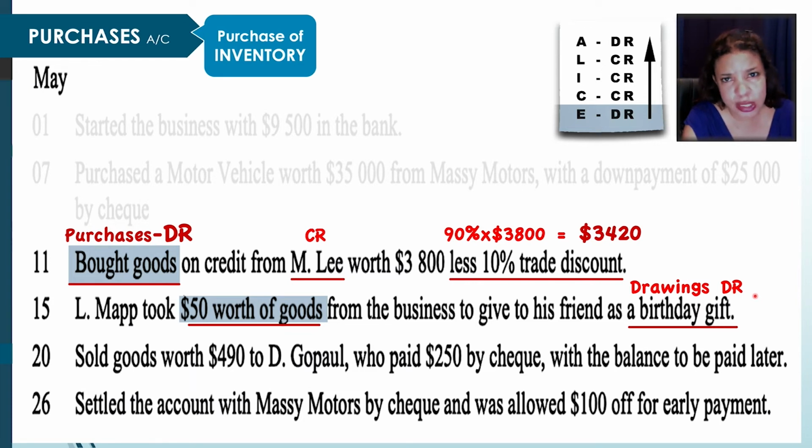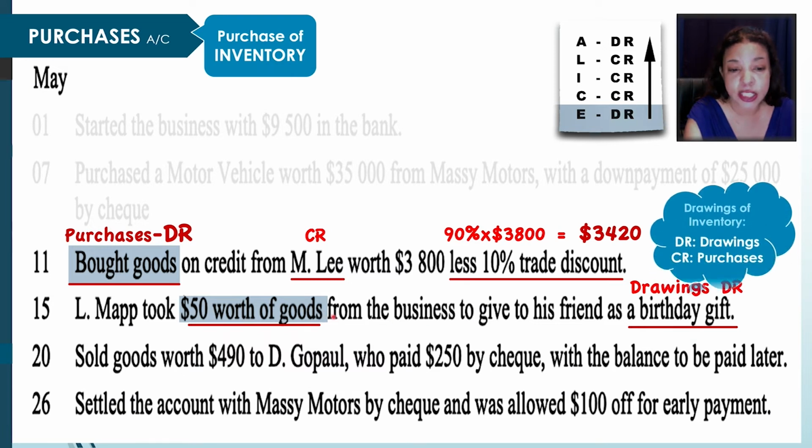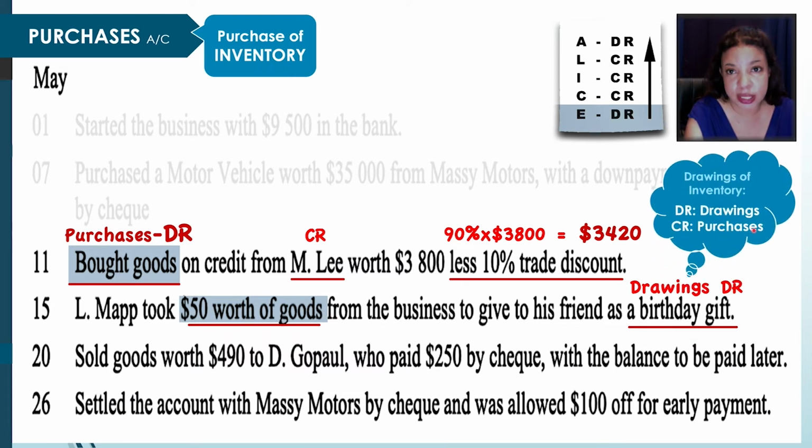Where does purchases come in though? Does it come in? Yes, because what did we withdraw for personal use? Inventory, not cash, not bank. And which inventory account is used whenever we have drawings? It will be purchases. And what do we do to purchases? We credit purchases. So just a reminder, the explanation is we purchase inventory to sell.